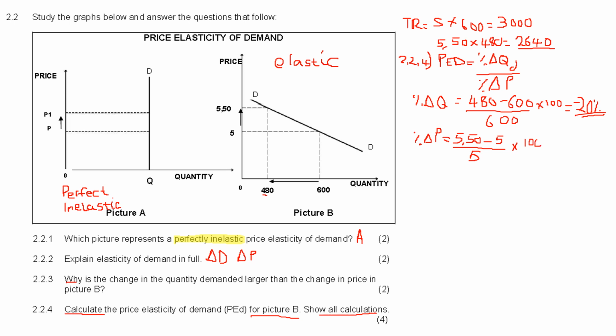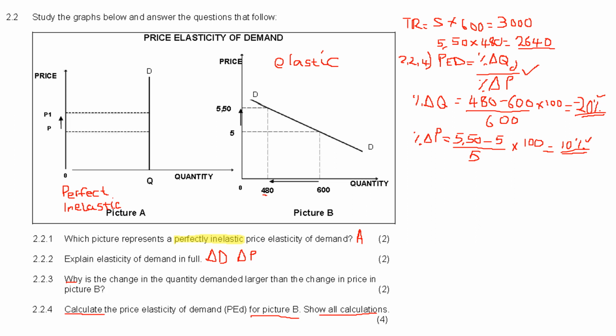If you do that, your answer is 50 cents, a positive 50 cents, because 5 rand 50 minus 5 rands is 50 cents, divided by 5. So it means it's 10%. If you do that on your calculator, that's 10%. So that's our percentage change in price. Our percentage change in price is 10%, our percentage change in quantity is 20%. So we now apply our formula for price elasticity.